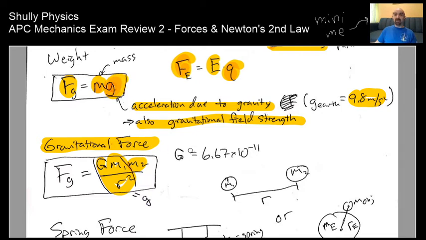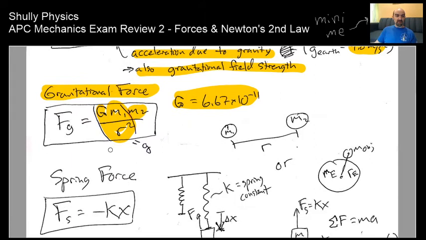Now G is a constant. You can always look that up on the equation sheet and table information that the College Board will give you. So it's 6.67 times 10 to the negative 11. This does indicate that gravity is a weak force and requires two large masses, or at least one large mass, to make it a significant gravitational force between the two. So this Fg is the force of gravity between two masses a distance r away. So here's mass 1, mass 2, and the distance r.